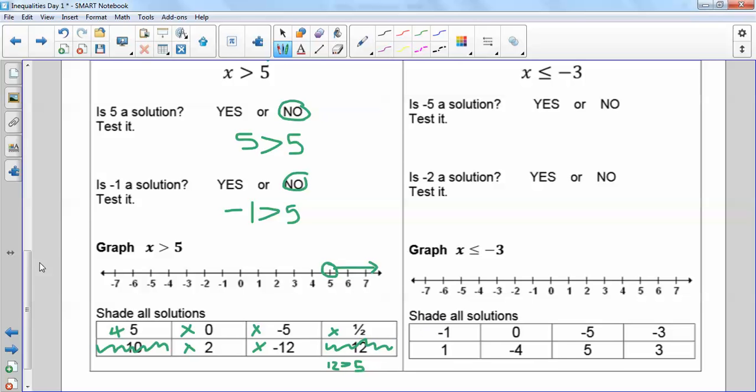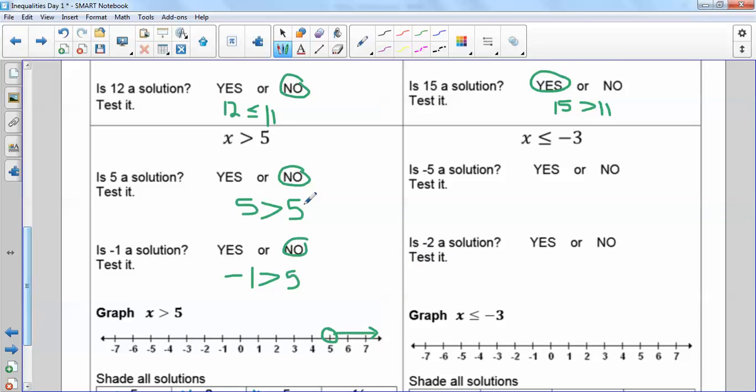Okay, let's try our last one. First, we're going to test some solutions. Is -5 a solution? Well, let's plug it in. We have x is less than or equal to -3. So -5 is less than or equal to -3. This is going to be a yes.